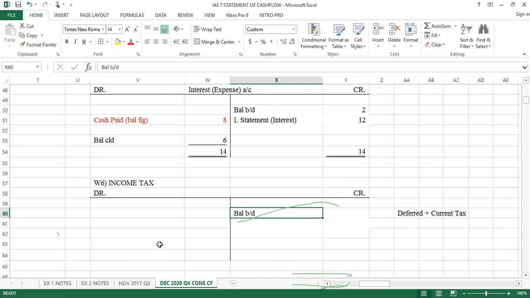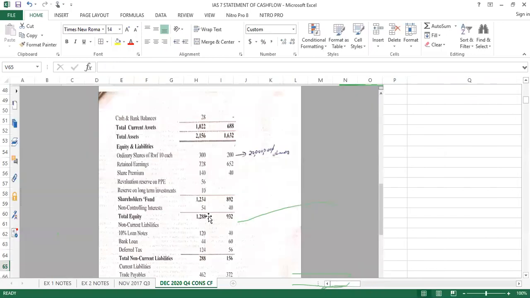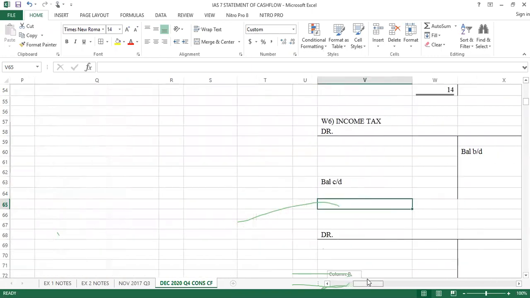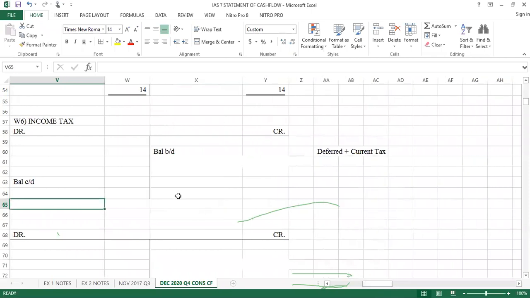So I will not have only one figure there. I will have two. Balance carried down. So let's go for opening balance so that we don't mix them. Opening balance, deferred tax was 56. I hope everyone is seeing 56. Current tax was 64. So 56 plus 64.